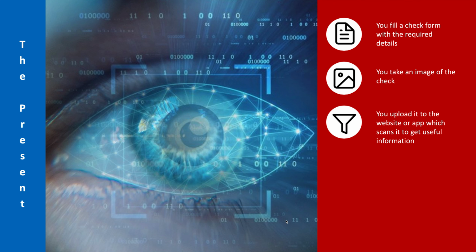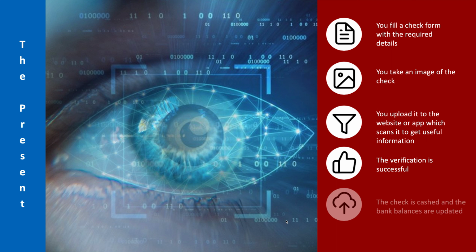The application then scans through the check to verify the information: bank account number, amount to be transferred, your signature. It takes all of this from the image and then verifies it. Once the verification is successful, the check is cashed and the bank balances are updated. You are given an electronically generated receipt which confirms that you have made the payment from your end.